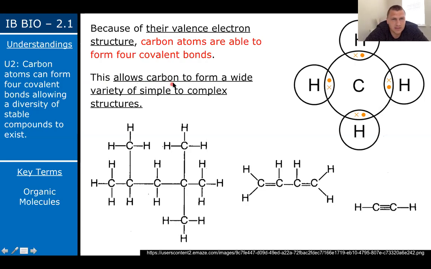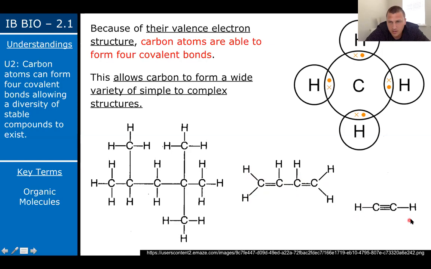This allows carbon to form a wide variety of simple and complex structures. If you can see it, this carbon has 4 bonds, 3 to hydrogen, 1 to another carbon. Because of that, it can just keep going, creating a bunch of complex structures. Then you can have a carbon with 1 bond to a hydrogen, another bond to another hydrogen, and because it has to have 4 bonds, it can double bond to a carbon. Each line is 1 bond. So this carbon has 4 bonds, and this one has 4 bonds, 2 here, 1 there, 1 there, and so on.